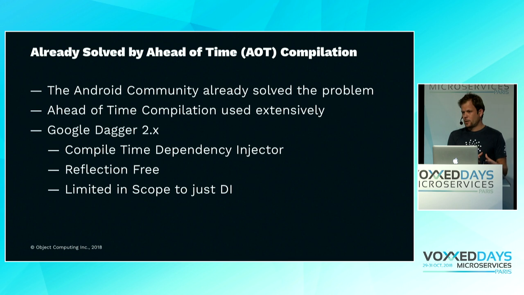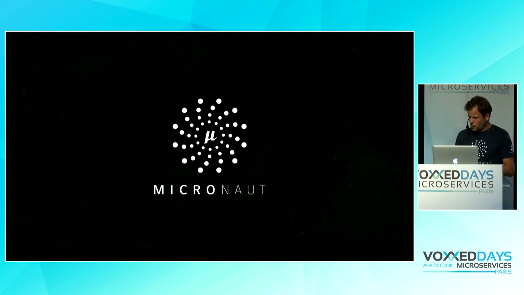Of course, Dagger is very cool, but it's limited to just DI on purpose because they want it to be Android compatible. So it doesn't have many of the features that developers on the server side are familiar with, like AOP and all these other features. And that's where Micronaut comes in.